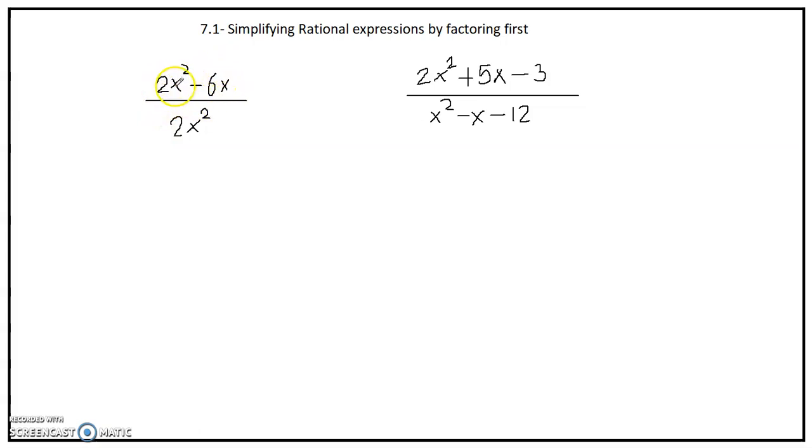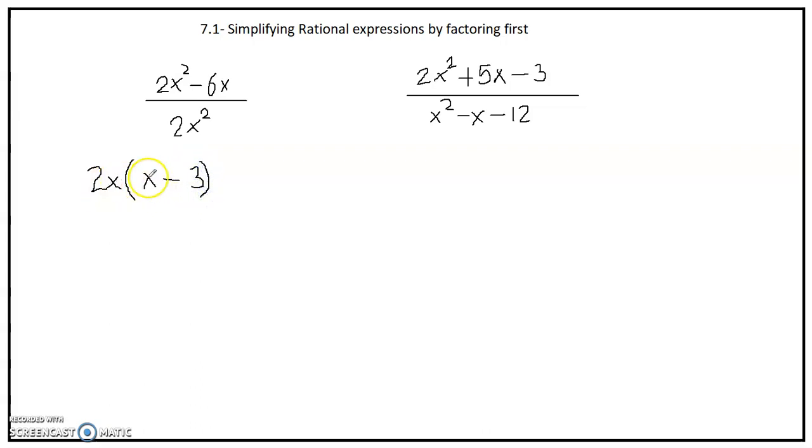And we can also see that we have x's in common. That means we can also factor out 1x from both of them. We'll have 2x, and then we'll put parentheses. So factoring 2x out of 2x squared will leave us with only x to the power 1. And the negative sign will be carried down here. And then factoring 2x out of 6x, we'll just have 3 remaining.